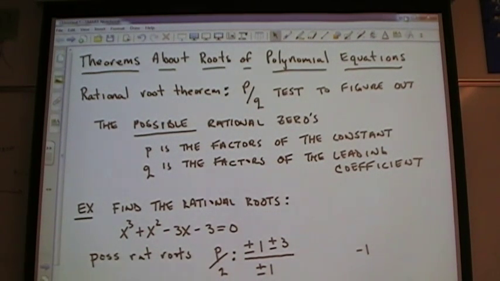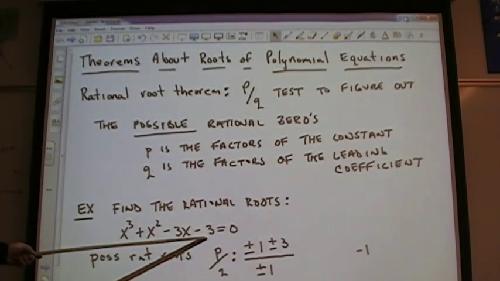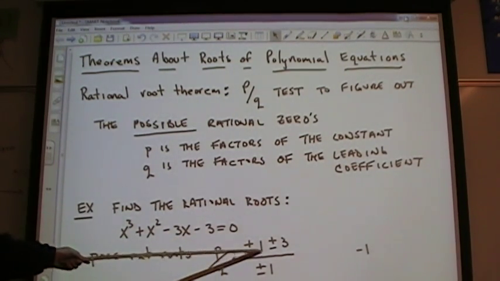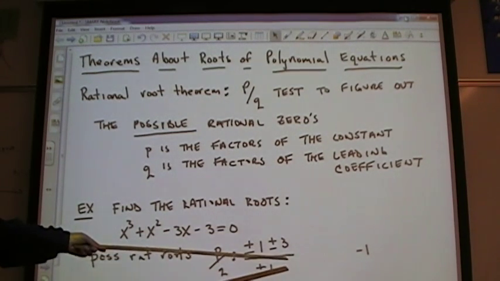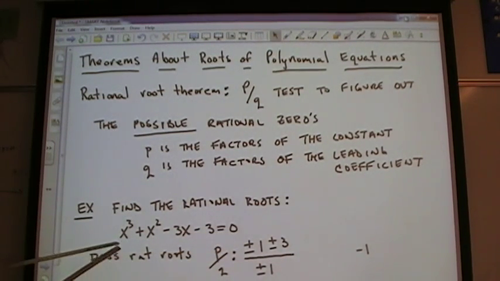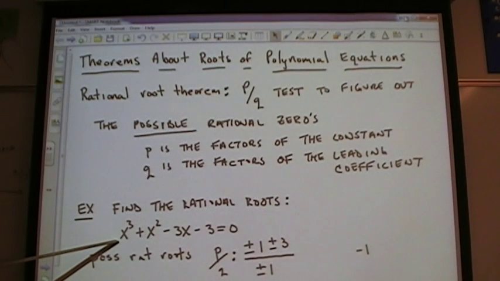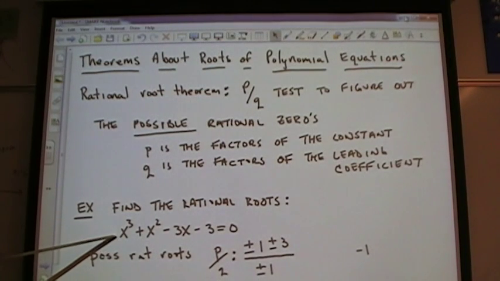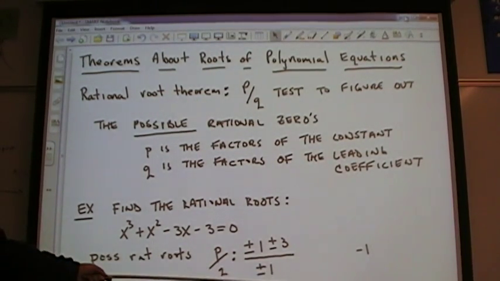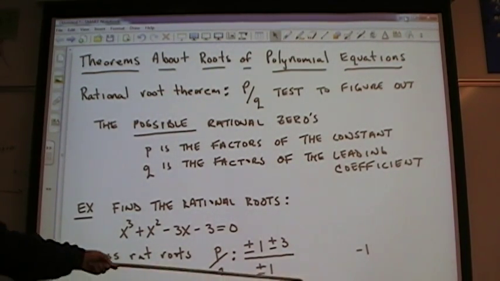P is the factors of the constant. Which one up here is the constant? The 3. So what are the factors of 3? Plus minus 1 and plus minus 3. What's the leading coefficient? 1x. Just 1. Coefficient is a number. What are the factors of 1? Plus and minus 1. Everybody understand how I wrote it?